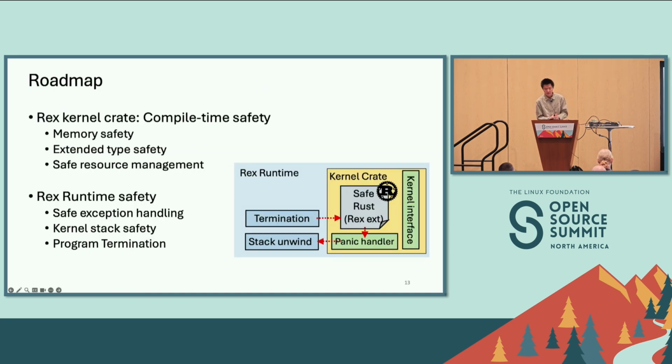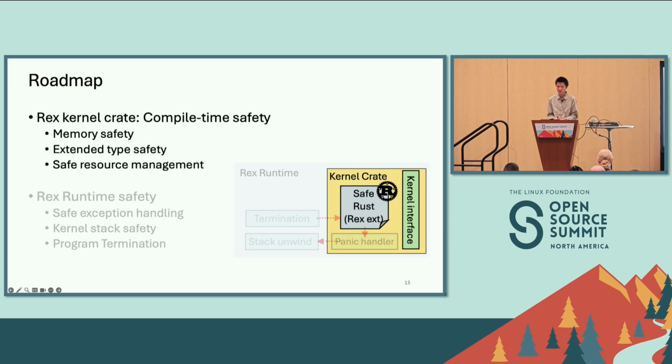So here's an outline of the next part of the talk. I will first go over the compile-time safety properties offered by the safe abstraction from the Rex kernel crate, and then I will move on to the runtime safety offered by the Rex runtime. So now let's first go into the compile-time safety.